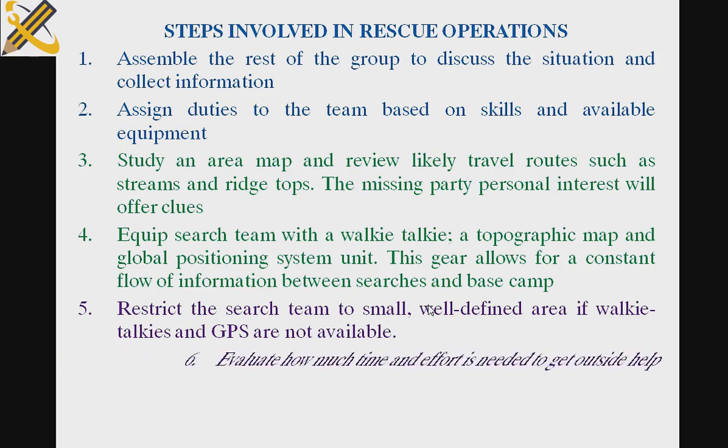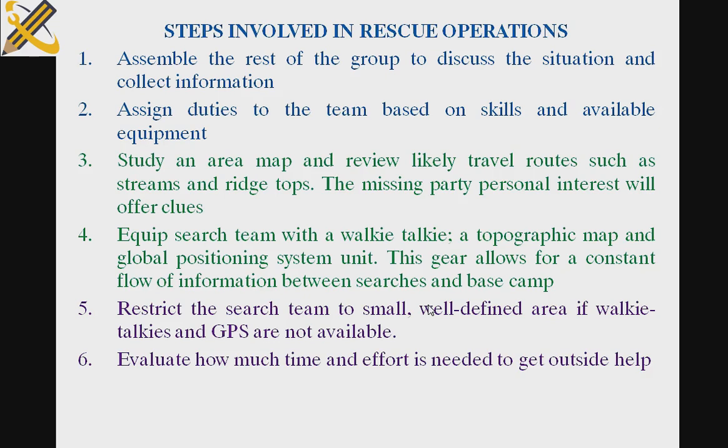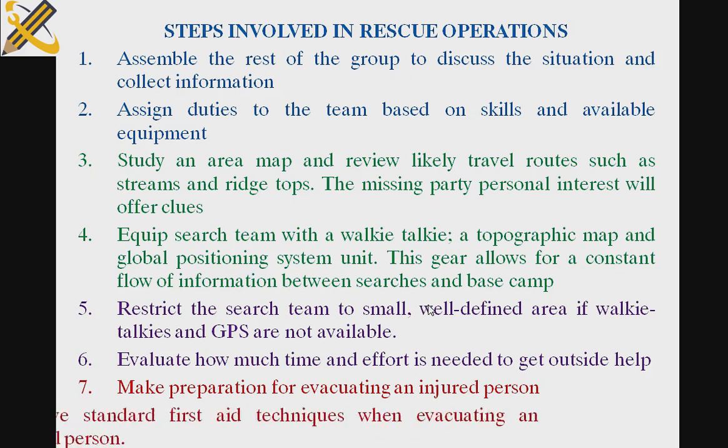So the next one says evaluate how much time and effort is needed to get outside help. The seventh one is make preparation for evacuating an injured person. When considering the severity of the injured person, if it's someone that can't walk on his or her own, then you need to make provisions for transportation. Make provisions for an ambulance. So that is that.